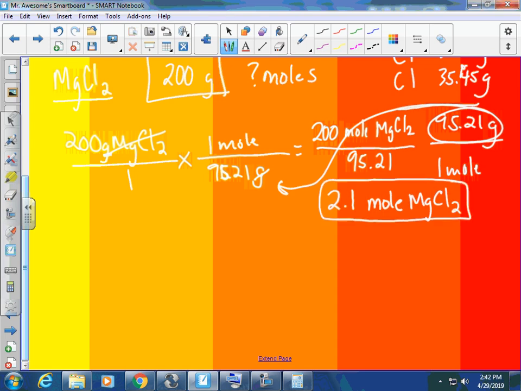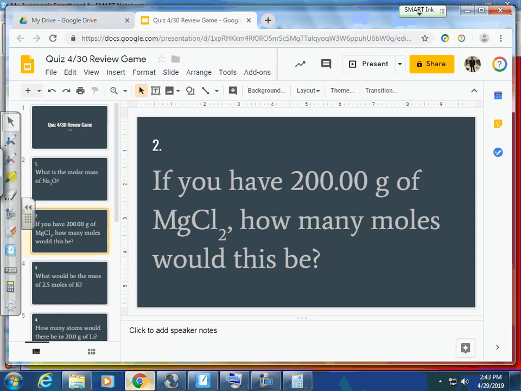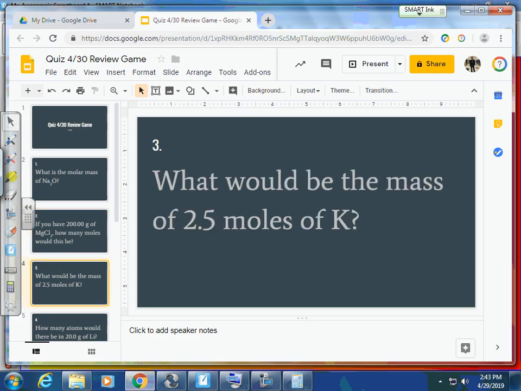You can think about these as, hey, if I have to go from grams to moles, I just divide by the molar mass. If I have to go the other way, I multiply by the molar mass. But that can get really confusing. It's nice to be able to set up these problems so that the units cancel out. Works really good, shows you how to go. All right, so the next question. 2.5 moles of K, what would be the mass?